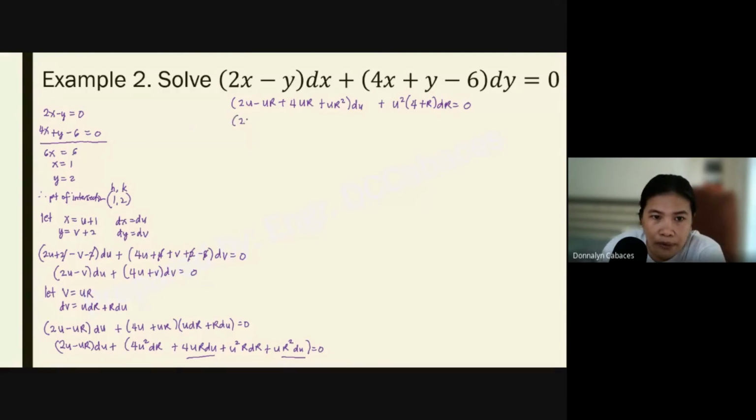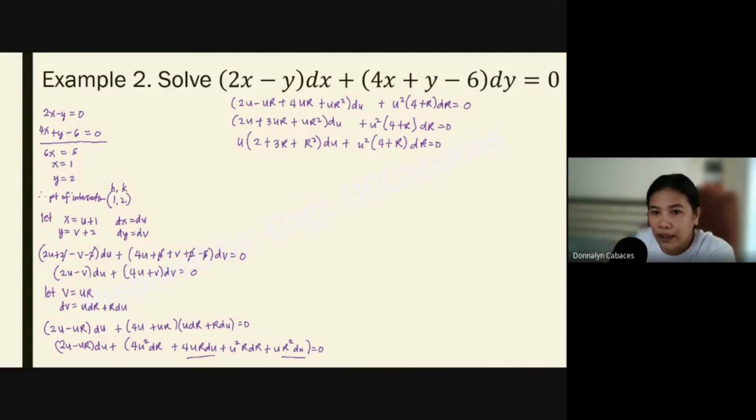Simplifying, we now have 2u and this is negative ur and positive 4ur, plus 3ur plus ur squared du, plus u squared times 4 plus r dr equals 0. Common to the terms with du is u. So u times u plus 2 plus 3r plus r squared du, plus u squared times 4 plus r dr equals 0.